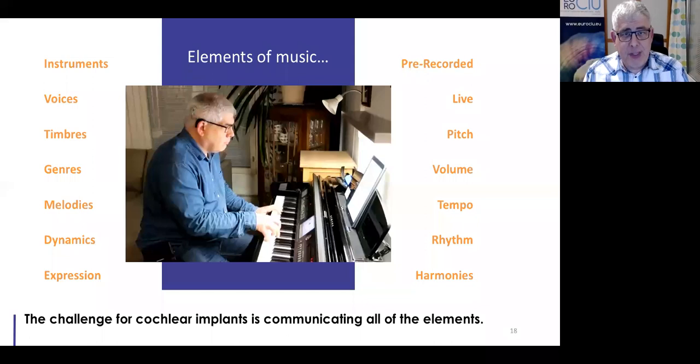Now, when my implant was first activated, every note from the top to the bottom of the piano sounded exactly the same without changing volume, and no matter how hard I pressed, it would just plink, plink, plink, plink all the way up the keyboard.